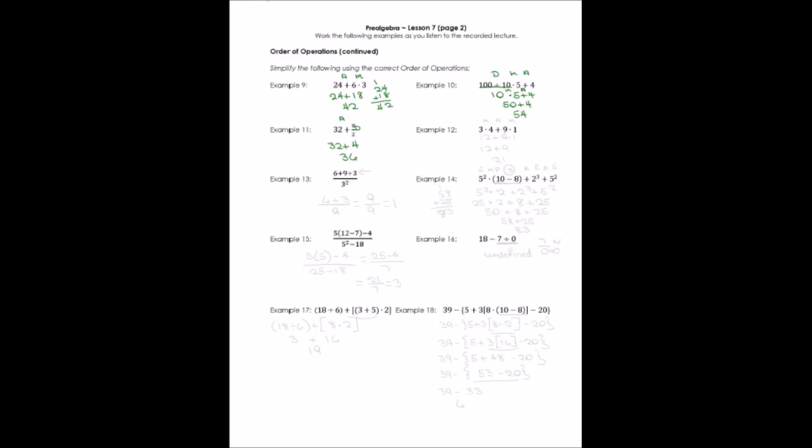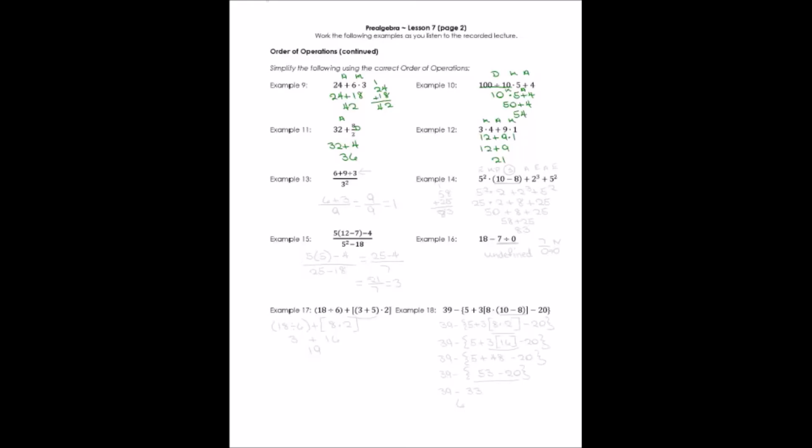Example 12 has multiplication, addition, and multiplication. Now, as we're going through this problem, we could just do one operation at a time. Multiplication, the first one we come to, is 3 times 4. So that would be 12 plus 9 times 1. Now we still have one multiplication operation. We'll need to do that before we can do the addition. And now we can finally add 12 plus 9 for 21.